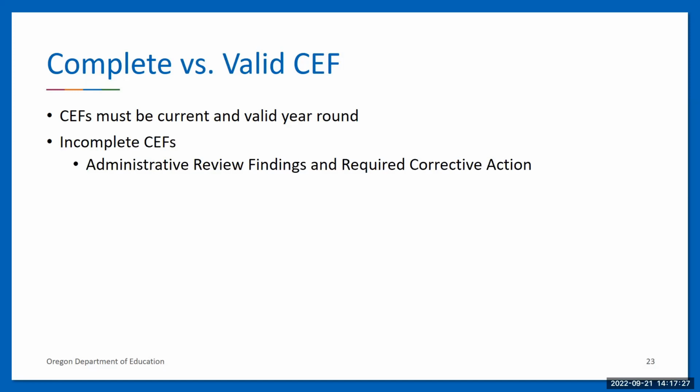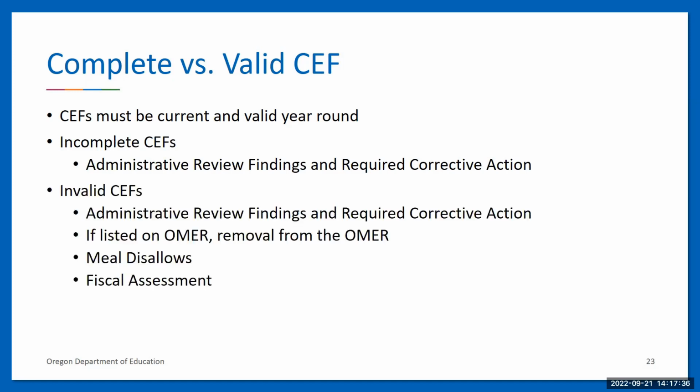Failure to have complete CEF forms on file may result in administrative review findings and corrective action. Failure to have valid CEFs can result in administrative review findings, and if the participant is listed on the OMER, that participant will be removed from the OMER. There may also be meals disallowed for participants without a valid CEF, as well as fiscal assessment against the sponsor.